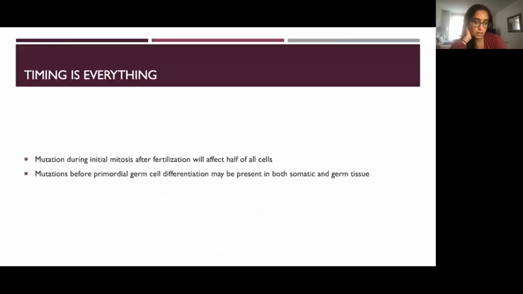The important thing to remember as we move forward is timing is everything. A mutation that occurs during the initial mitosis after fertilization, so your initial cell division, will affect half of all of your cells. And mutations before primordial germ cell differentiation may be present in both somatic and germ tissue.